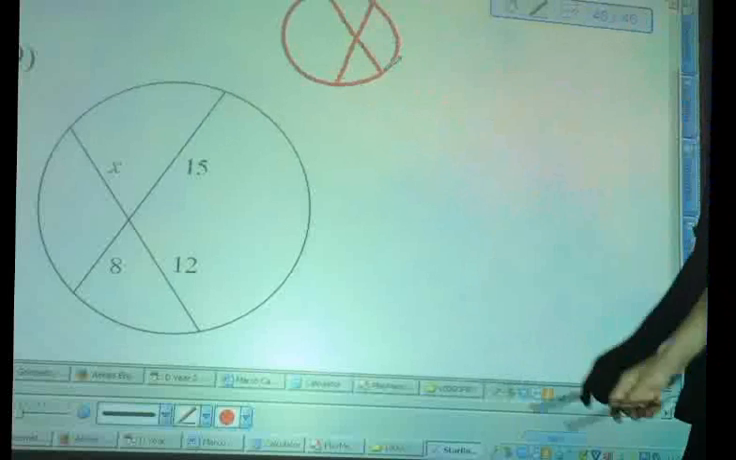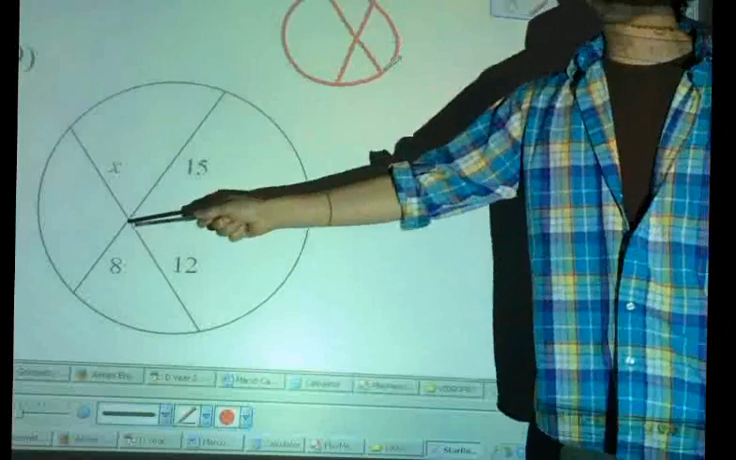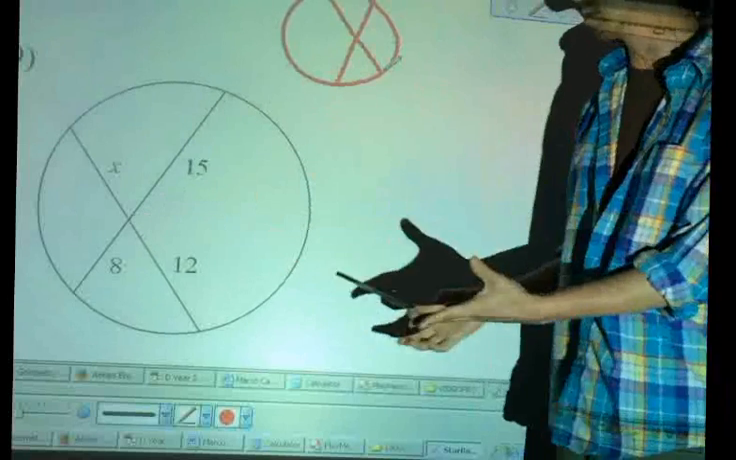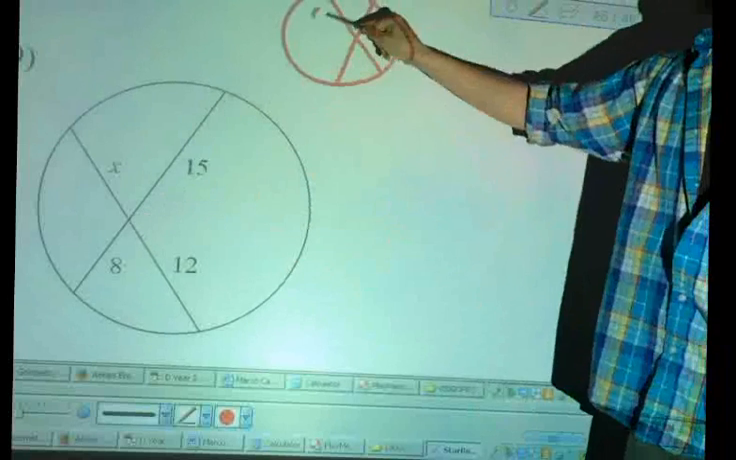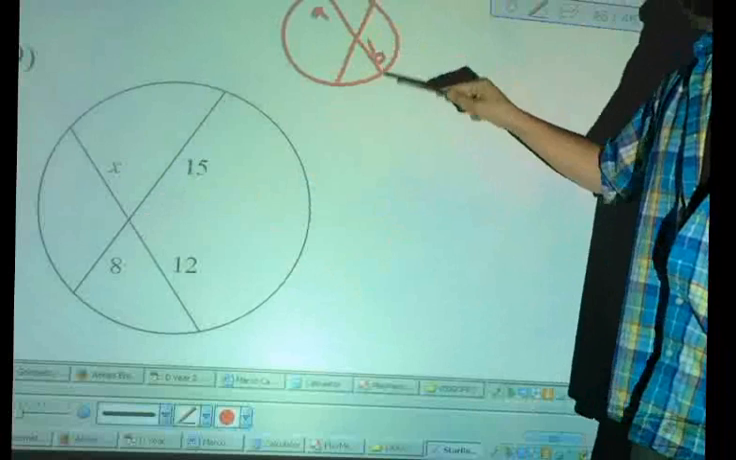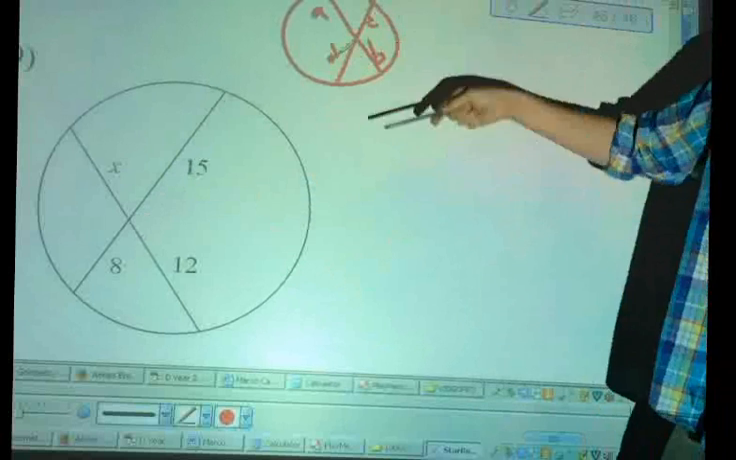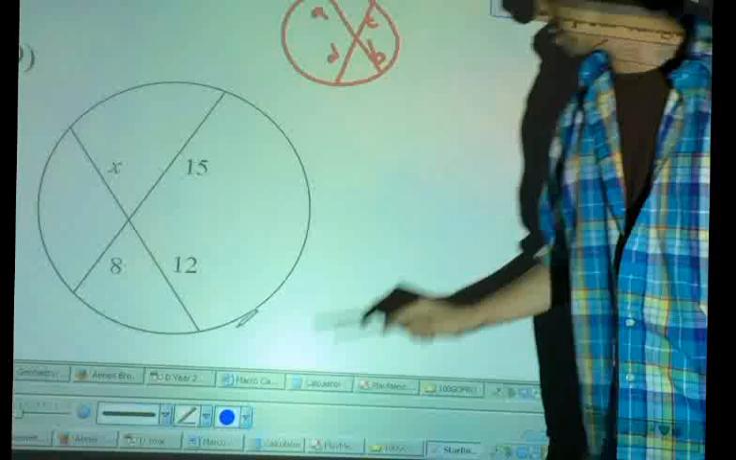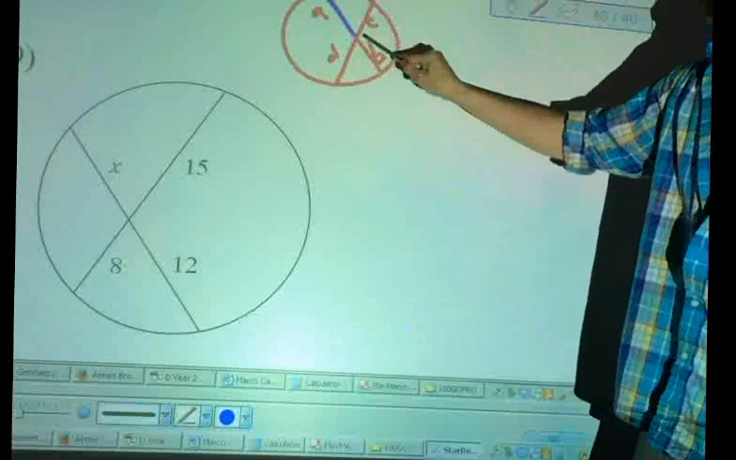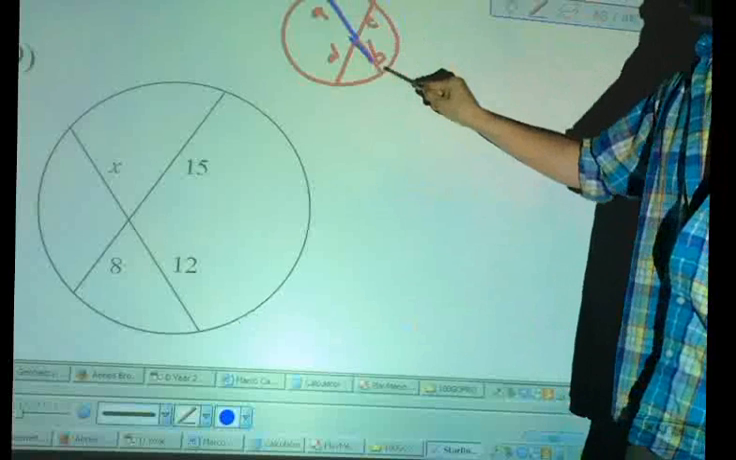Again, I want to focus on the fact that this is not the center of the circle, so these lines just cross anywhere inside the circle, and this formula is going to be true every time. So that's A, and that's B. This is C, and that's D. And again, these are the segment measures. So these are not angles. Don't start thinking those are degrees or something. We're talking about how long is that and how long is that.